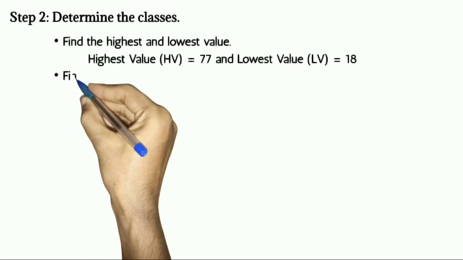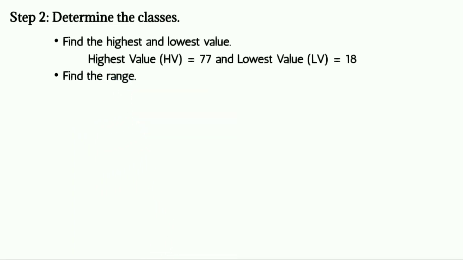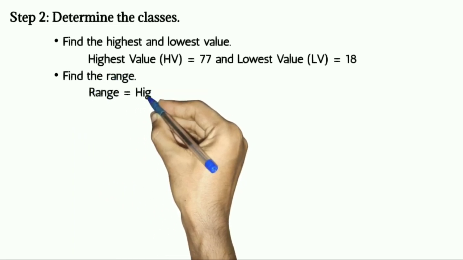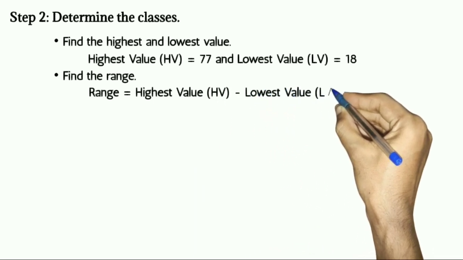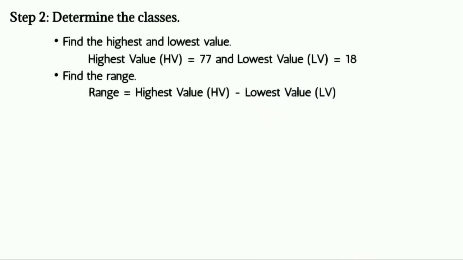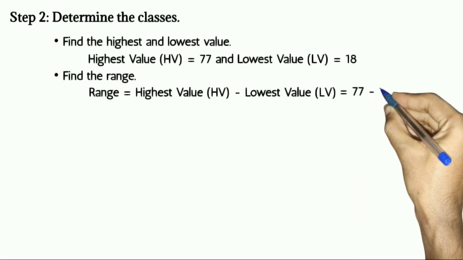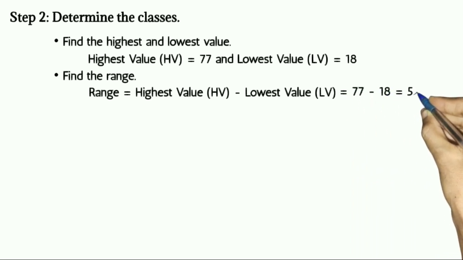After that, let's find the range. The range is equal to the highest value less the lowest value. In other words, ito yung difference ng highest value at lowest value. The highest value is 77 minus the lowest value na 18. 77 minus 18 is equal to 59.